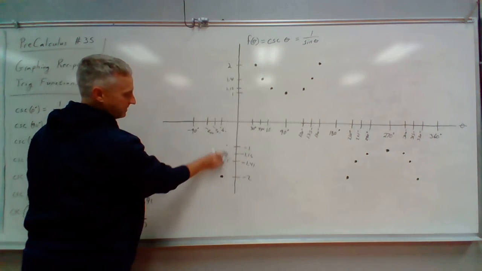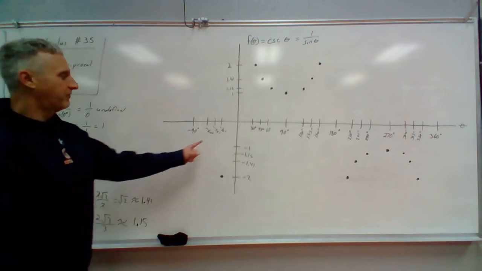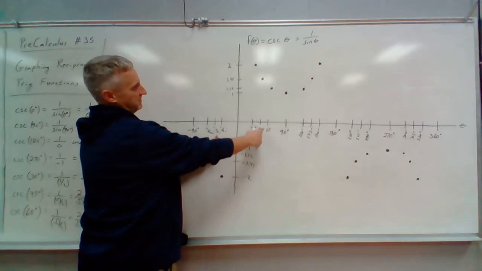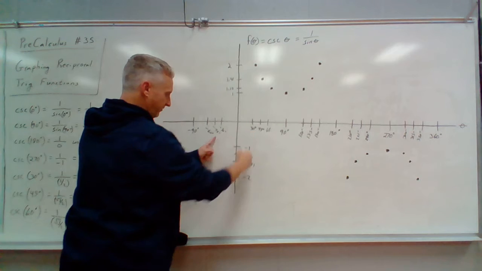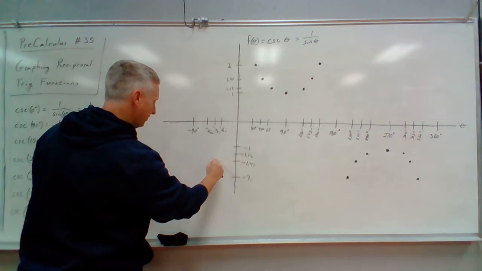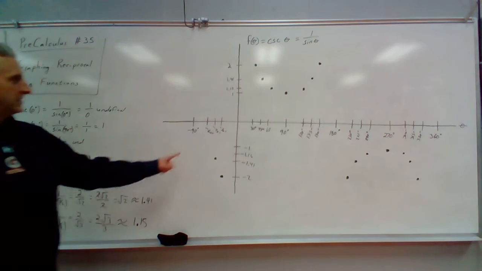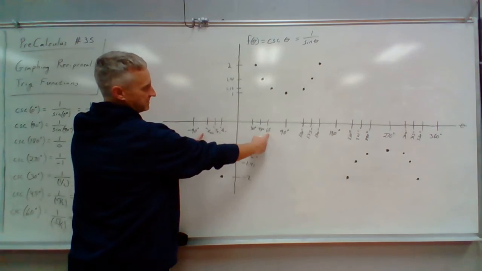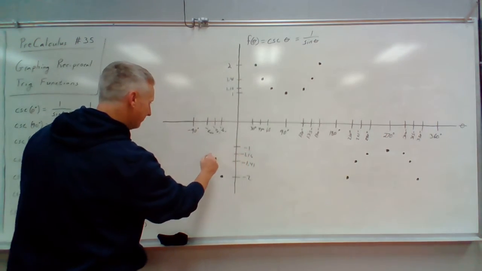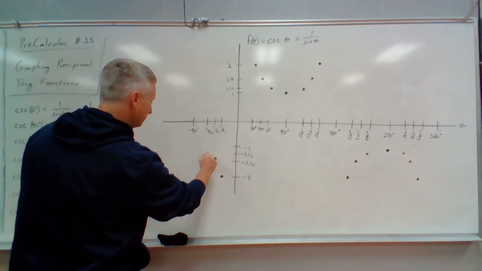Move those out of the way. All right, negative 45 matches with 45, so my answer is negative. So negative 1.41 here. All right, negative 60 matches with positive 60, except it's negative, so negative 1.15. So that goes there.